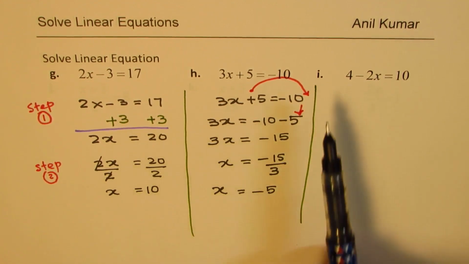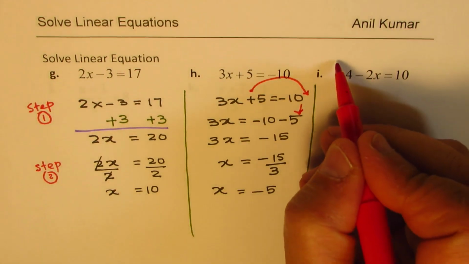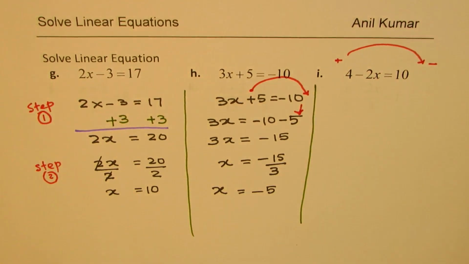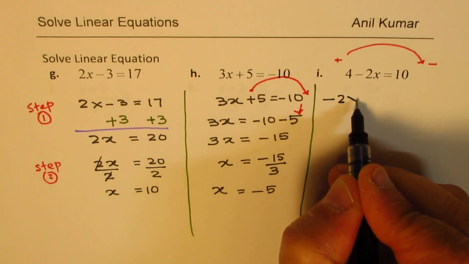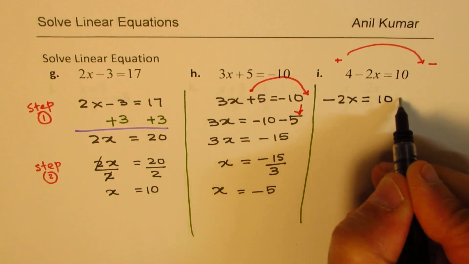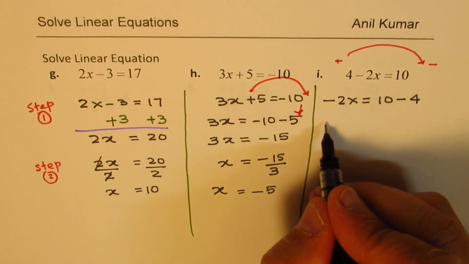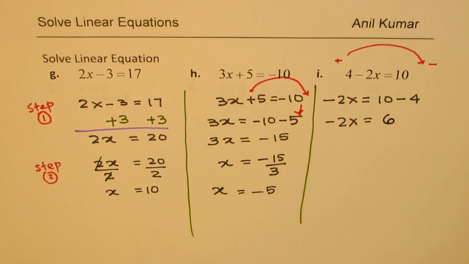This is slightly tricky. We have minus 2x, okay? So 4 is positive. See, this 4 is a positive sign and we are going to take it on the other side. It will become a negative sign. So in the first step, we get minus 2x equals 10 minus 4. Is that clear to you? Well, let's combine this and rewrite 10 minus 4 as 6.